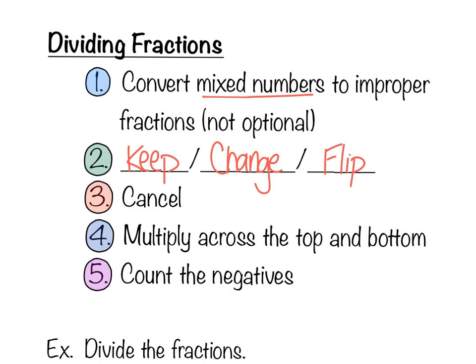Now, you must do the change and you must do the flip before you cancel. Okay, you can only cancel when you multiply. So we're going to keep, change, flip so that we're multiplying, and then we can cancel. Then we're going to multiply across the top and bottom, and then we're going to count the negatives.